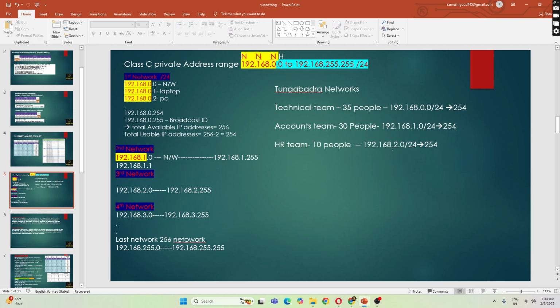Okay. So the technical team understood, right? Everyone, what I'm saying: there are three teams. In each team we have people, and we are taking networks. Okay. Now you can see, right?